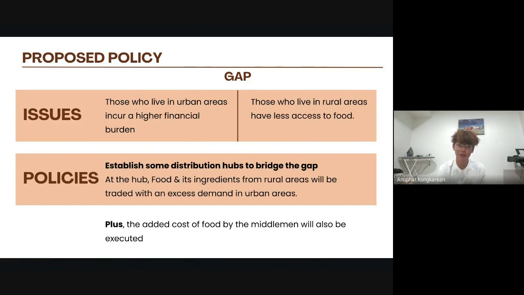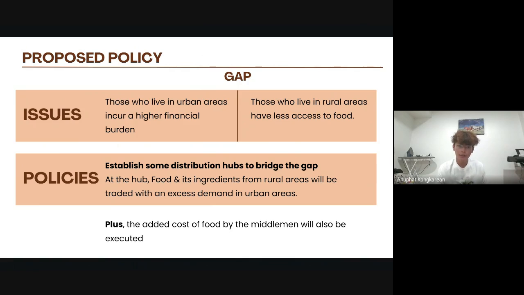This brings us to the two sides of the problem. One side is that those who live in urban areas incur higher financial burdens. Another side is that those who live in rural areas have less access to food. So both of them are considered gaps, and we have to solve these gaps through our policies: cost distribution hubs, where food and ingredients will be traded to strike a balance between excess demand and shortage and excess supply.